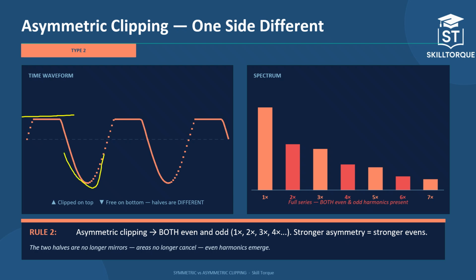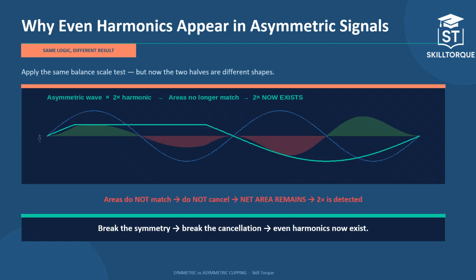Now we apply the same test that we did before. We multiply by the second harmonic and measure the area, the same concept as with symmetric clipping. In the first half, the clipped half, the product generates a certain pattern of positive and negative area. In the second half, the unclipped free half, the product generates a different pattern, because the first pattern comes from the clipped signal and the second pattern from the free one.